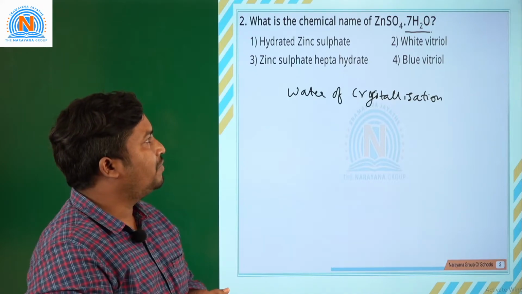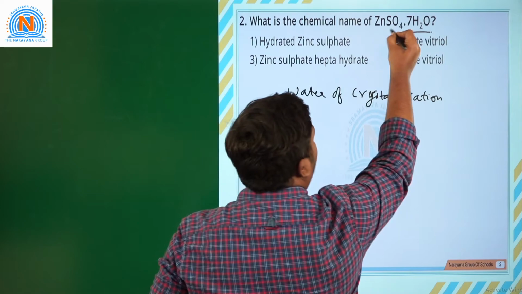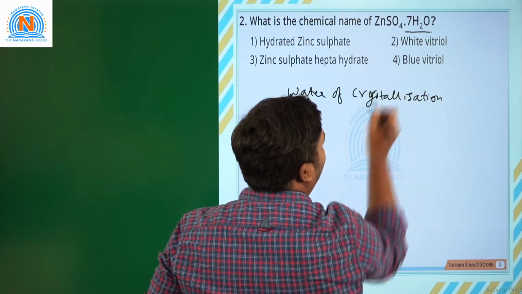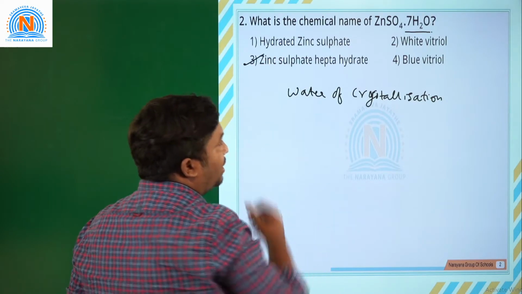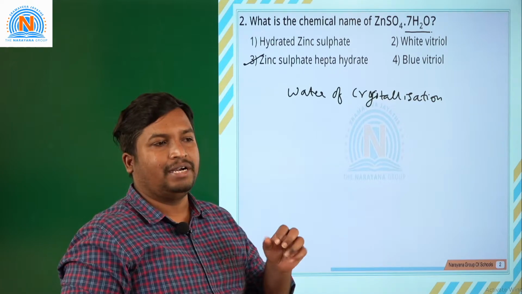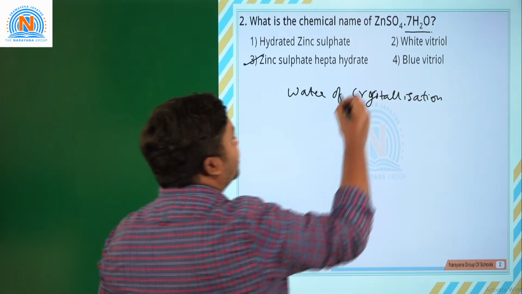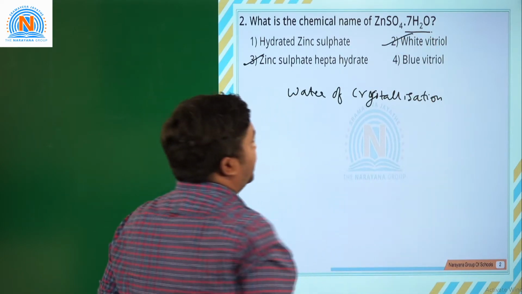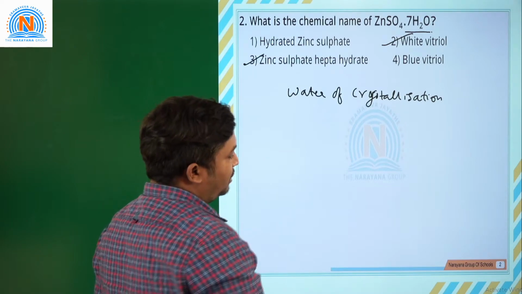We call it zinc sulphate heptahydrate because there are 7 water molecules. But another common name for it is white vitriol. Zinc sulphate heptahydrate is a white colored crystal compound, so another apt name would also be white vitriol. So there are two options in it. Next question.